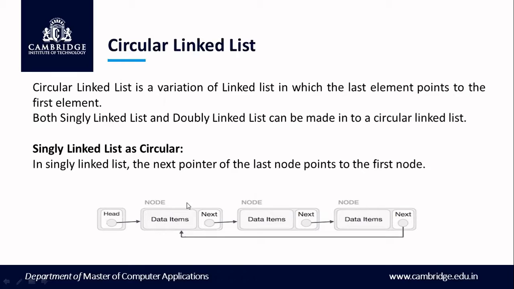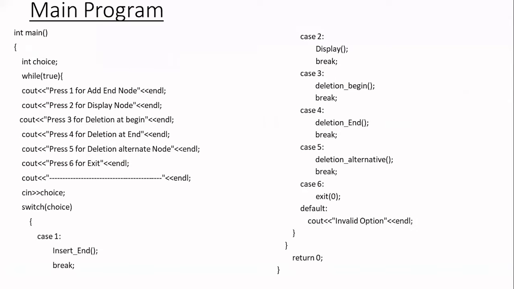Just see here, the first node, this is the starting node. And this node has two parts. One is the data, another one stores the address of the next node. So this address points to the second node. The second node has a data and the next node pointer. Similarly, the last node's next pointer is pointing towards the first node. Then this linked list becomes a circular linked list.